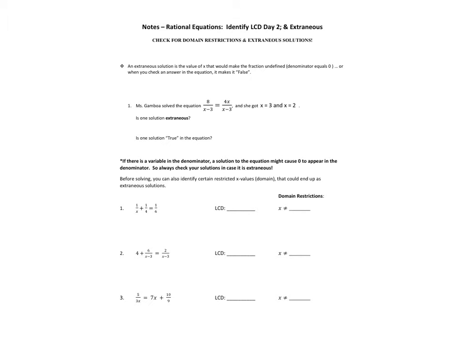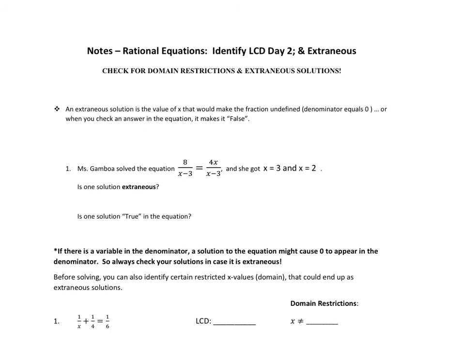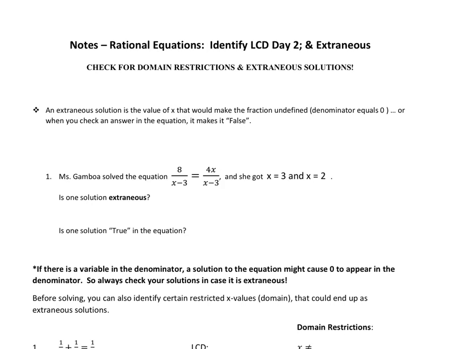Hi there. Today we are going to keep on working with our rational equations, not solving quite yet. Today we are going to continue finding the lowest common denominator, the LCD, and then we're also going to be looking at finding extraneous solutions and domain restrictions. So let's get to it.